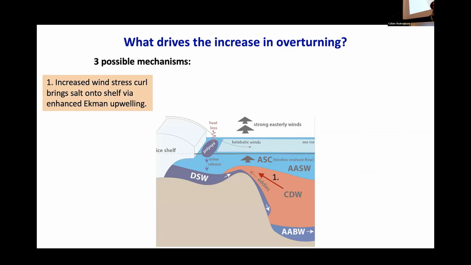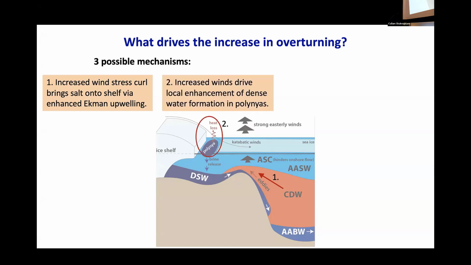And so we came up with 3 different mechanisms to investigate to understand if that's actually what was going on. So the first one is that Stewart and Thompson mechanism. As you increase the wind stress, you increase the wind stress curl and you bring up more waters upwelling on the isopycnals. And this brings more salt onto the shelf and a feedback of increased abyssal overturning.